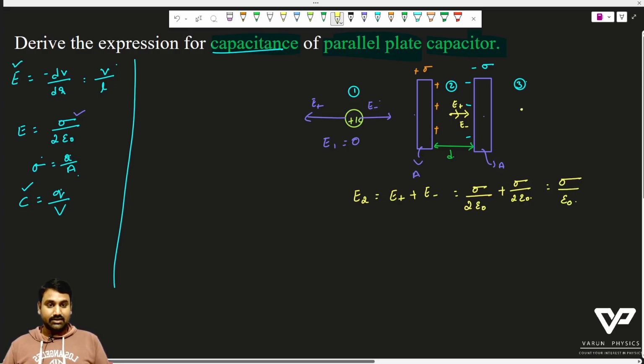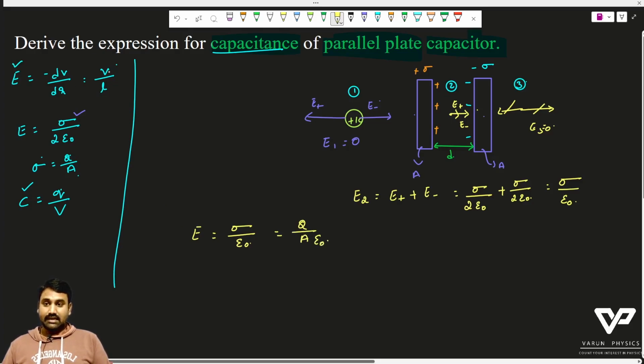In the third region outside, it is the same case: because of the negative plate it will attract, and because of the positive plate it will repel. So it cancels here too, and in this region also the electric field is 0. Therefore, the electric field exists only between the two plates, and outside the electric field is 0. The electric field between the two plates is E is equal to sigma by epsilon naught. But we know that sigma is equal to Q by A, so E is Q divided by A into epsilon naught.